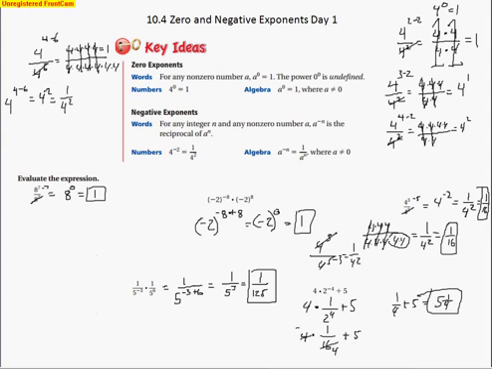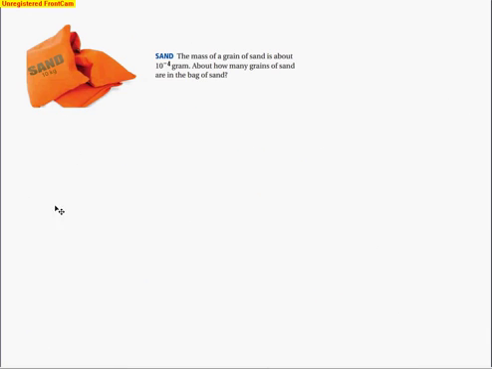Well, one last problem here, and it's this problem that deals with sand, and it says that the mass of a grain of sand is about 10 to the negative 4th grams. So about how many grains of sand are in the bag of sand? It says right here there are 10 kilograms of sand, so 10 kilograms per bag. And what we're going to do is divide by the number of grams that 1 grain of sand has. So that would be 10 to the negative 4th grams.